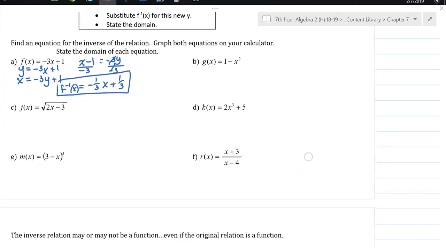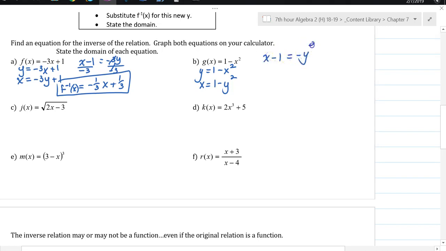Okay, so let's do letter B, and when we look at the graph of this one, it's going to be a little more obvious. So I'm going to write y equals 1 minus x squared, and then I'm going to do two things. I'm going to switch the x and the y, and then I'm going to solve for y. So I'm going to say x equals 1 minus y squared, and then I'm going to solve for y. So I'm going to subtract 1 from both sides, and I'm going to change the sign now because I have a negative y squared. So I'm going to say y squared equals, instead of x minus 1, I'm going to say 1 minus x. And then I'm going to take the square root of both sides.